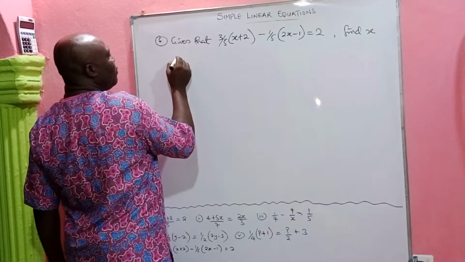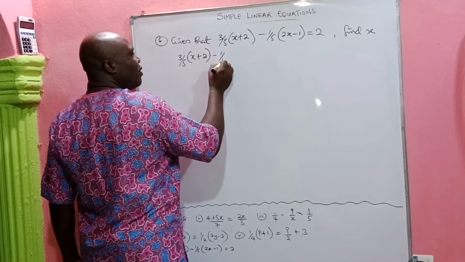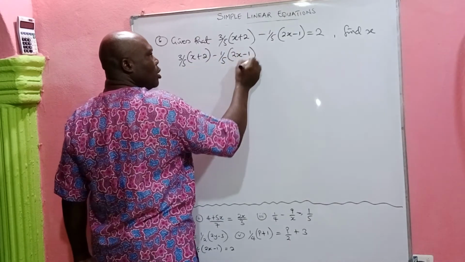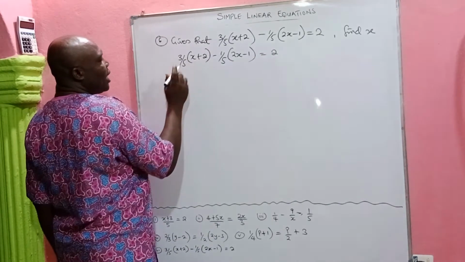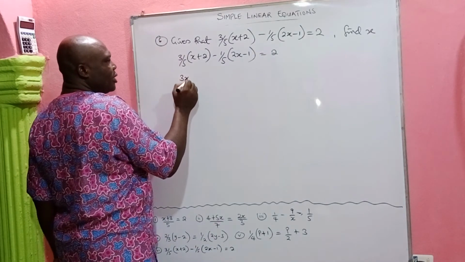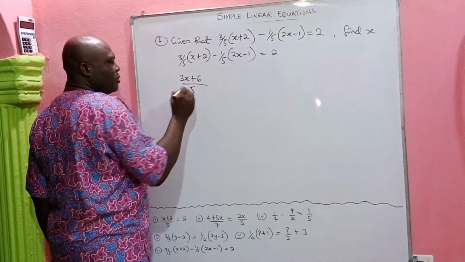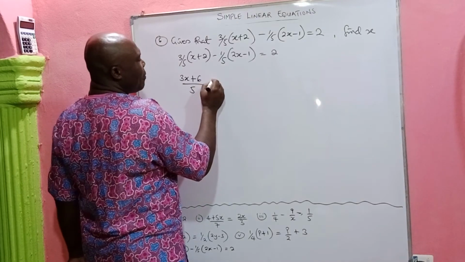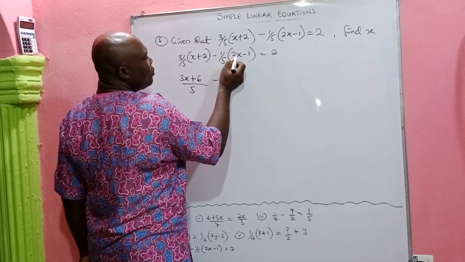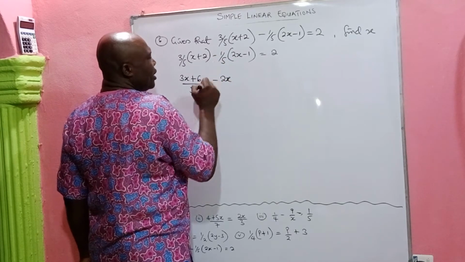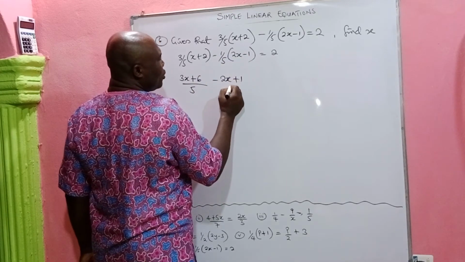So we have 3 over 5 of x plus 2. And then we'll have minus 1 over 5 of 2x minus 1 is equal to 2. So here, let's expand the fractions out. So we have 3 times x will be 3x plus 3 times 2 will be 6, all over the denominator, which is 5. And then here we have minus 1 times 2x will give us minus 2x. And then minus 1 times minus 1 will give us plus 1. All right, so all over 5.